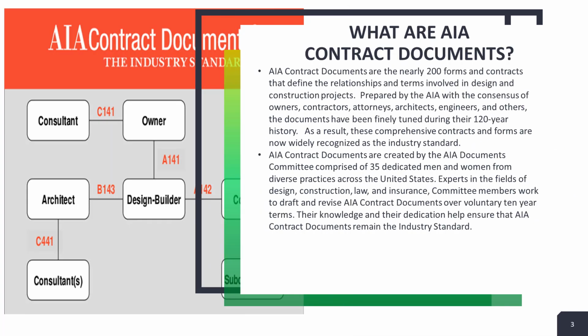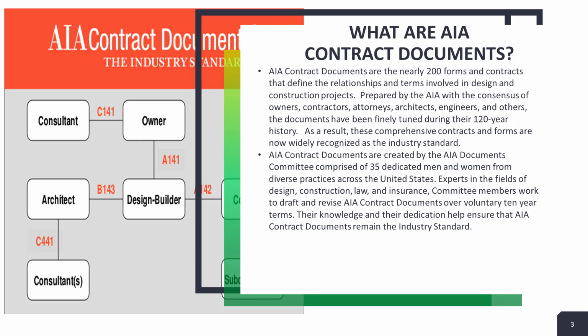So what are AIA contract documents? These are a bunch of forms and contracts that have been defined and refined throughout this process of the AIA, with relationships and terms that involve design and construction. They are prepared by the AIA with the consensus of owners, contractors, attorneys, architects, engineers, and others. So they are basically set up to be good documents for everyone. They don't just protect the architect or the contractor, they protect everybody. As a result, these documents and contracts are now used throughout the industry.